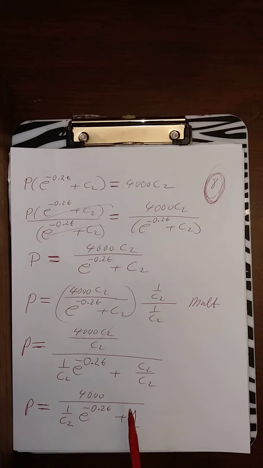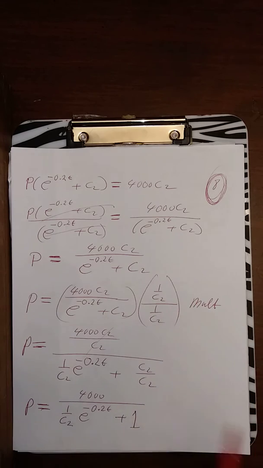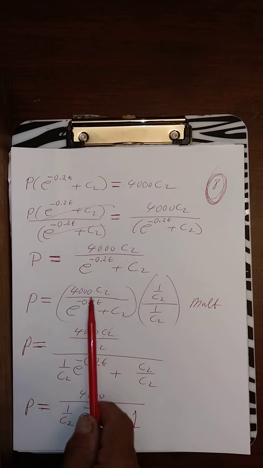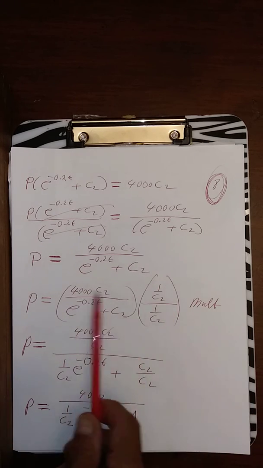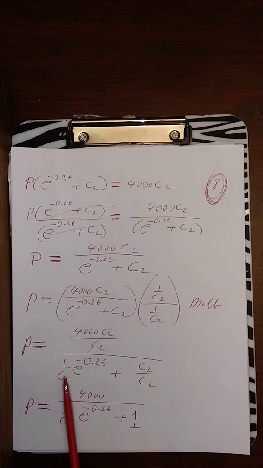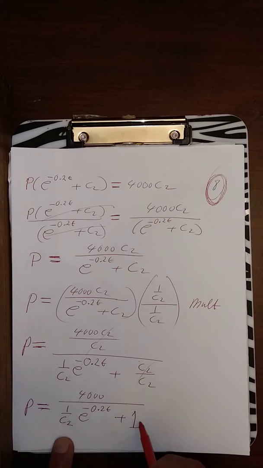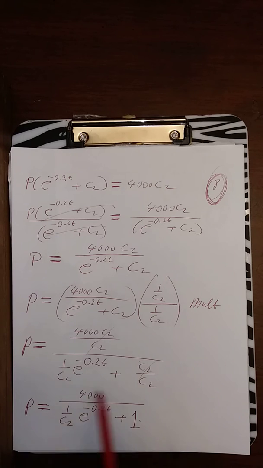Now, we're going to multiply by this magic one right here. So 1 over C2 times the top, 1 over C2 times the bottom, numerator, denominator. We're going to get 4,000 C2 times 1 over C2, e to that, plus C2 over C2. So now this cancels. This becomes 1, so we have this left over.